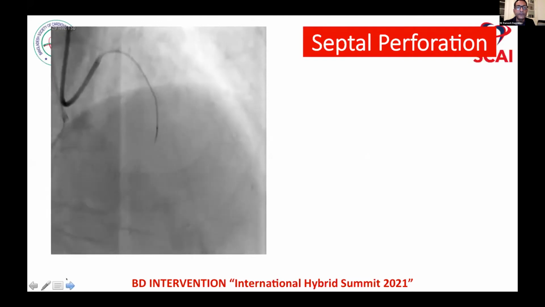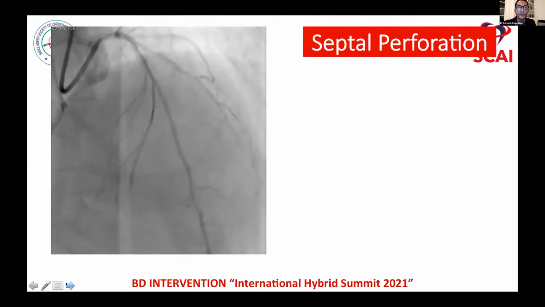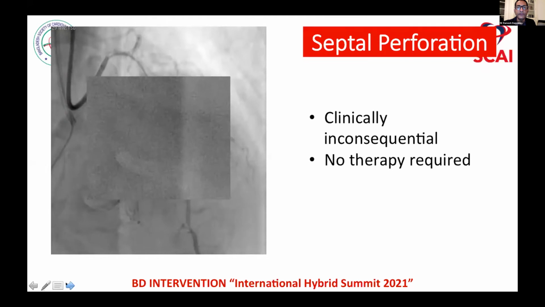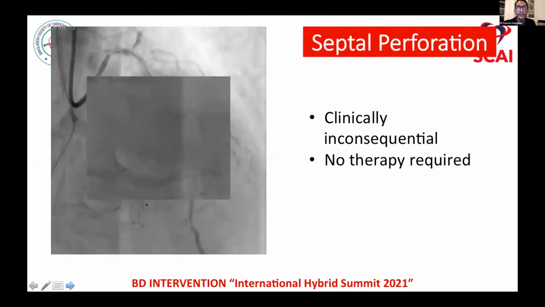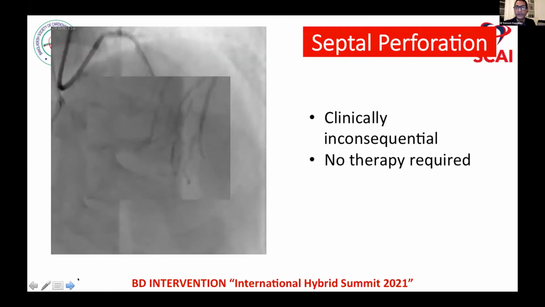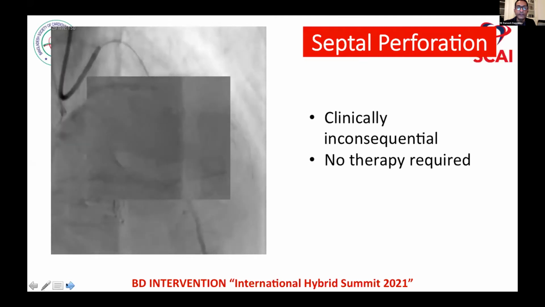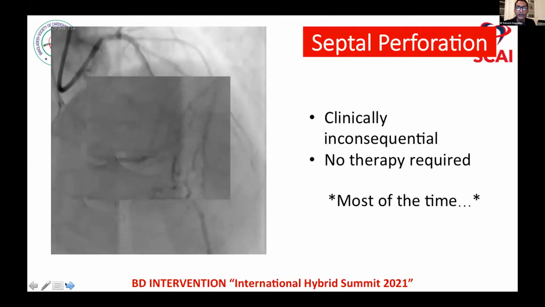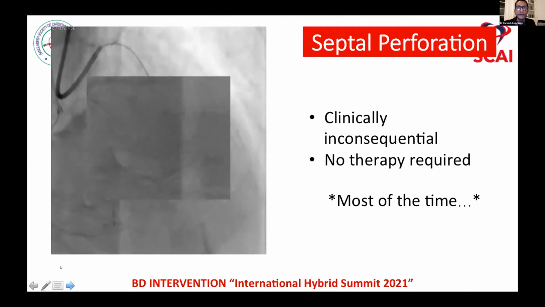Here's a septal perforation. As I said, the majority of them can be left alone. You can see that there is a septal perforation that is clinically inconsequential, with no hypotension. There's probably no therapy required, most of the times.